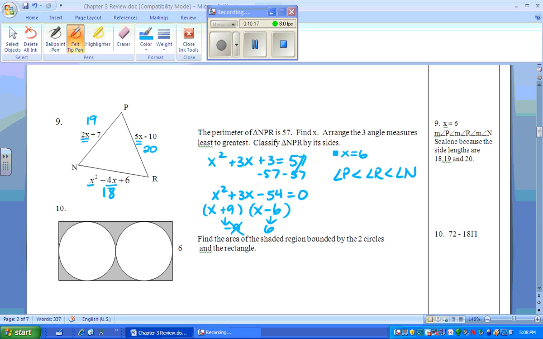Classify the triangle by its sides. Well, you look at it. One's 18, one's 19, one's 20. They're all different, so the triangle is scalene.